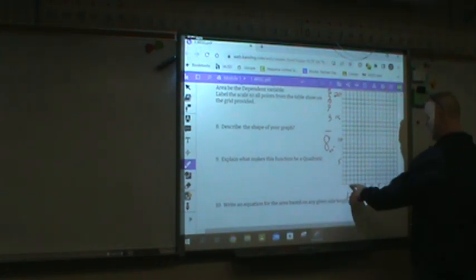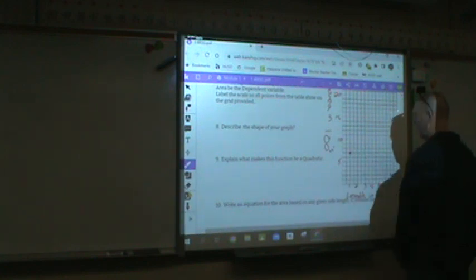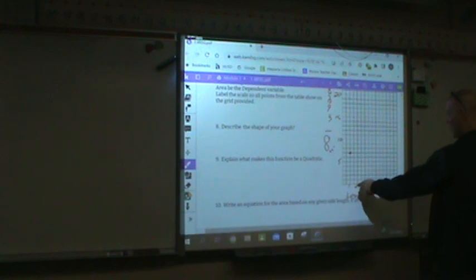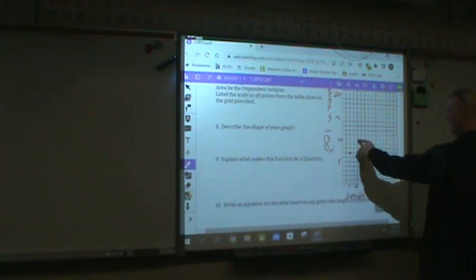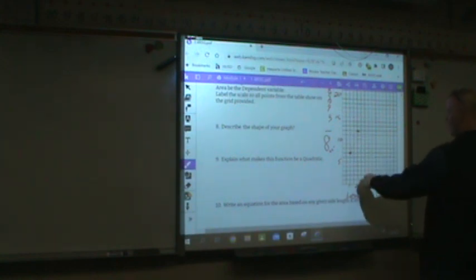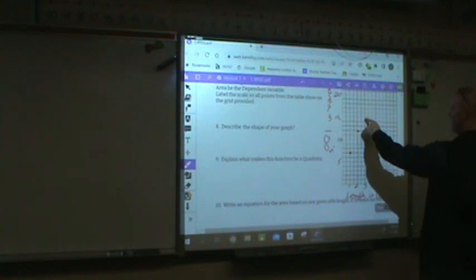Okay, so we have 1 in 700. So 5, 6, 7. There's 1 in 700. We have 2 in 1200. 10, 11, 12. We have 3 in 1500. And we have 4 in 1600. So there is half of my graph.